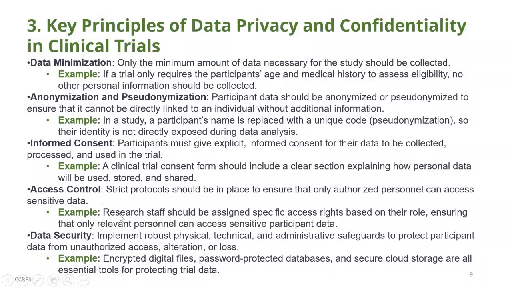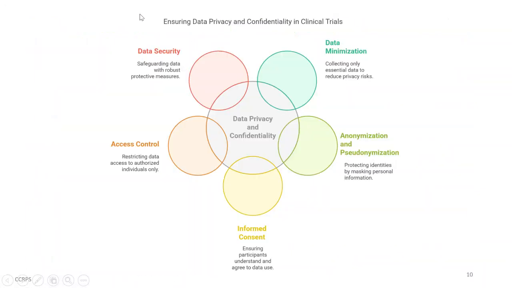Example: research staff should be assigned specific access rights based on their role, ensuring that only relevant personnel can access sensitive participant data. Data security: implement robust physical, technical, and administrative safeguards to protect participant data from unauthorized access, alteration, or loss. Example: encrypted digital files, password-protected databases, and secure cloud storage are all essential tools for protecting trial data. And here is a diagram on ensuring data privacy and confidentiality in clinical trials.